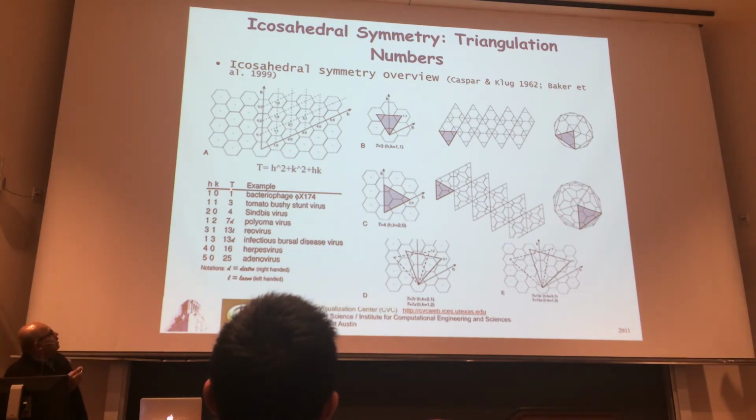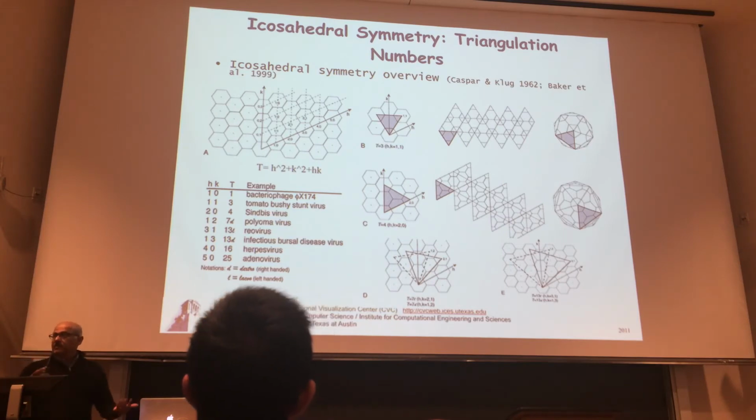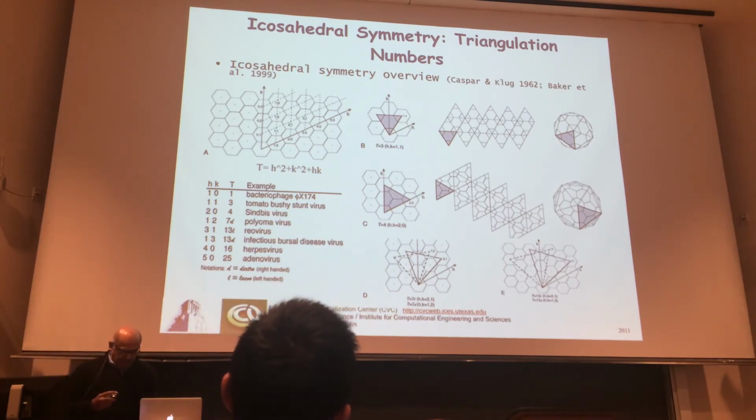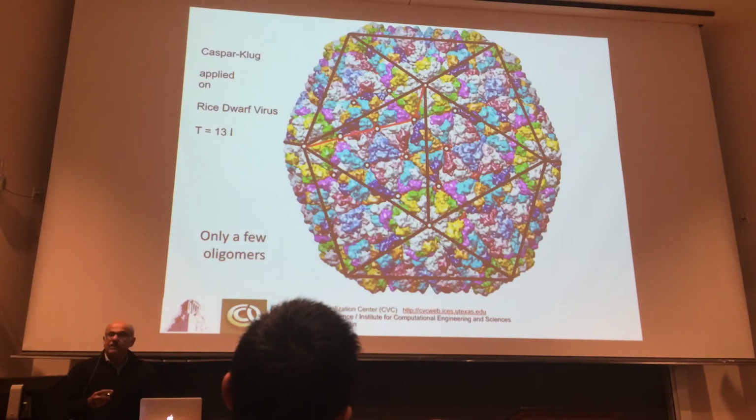And so this T number, which is h squared plus k squared plus hk, is a regular tiling using the same element. And the larger the T, the larger was the virus's complexity. The more proteins it was using, copies of the protein to build bigger and bigger shells. And people have now discovered viruses which have T numbers of 2,000 or even more. And so this is something which is amazing, that such stabilized structures can also self-assemble.